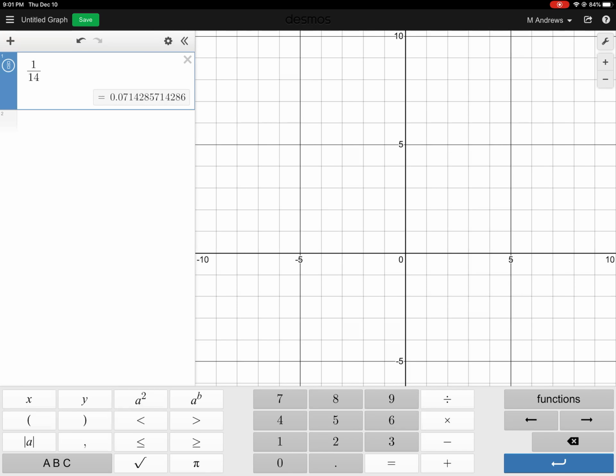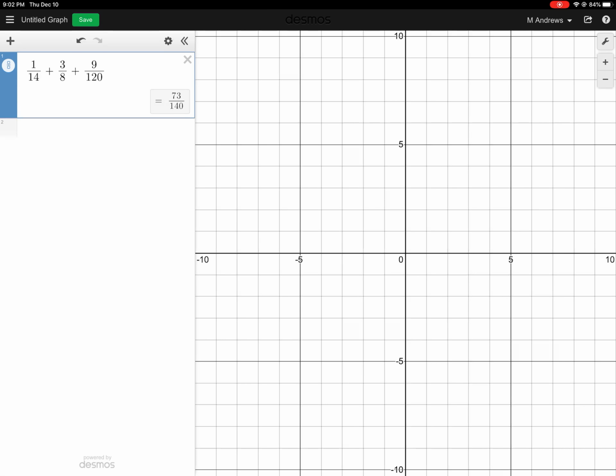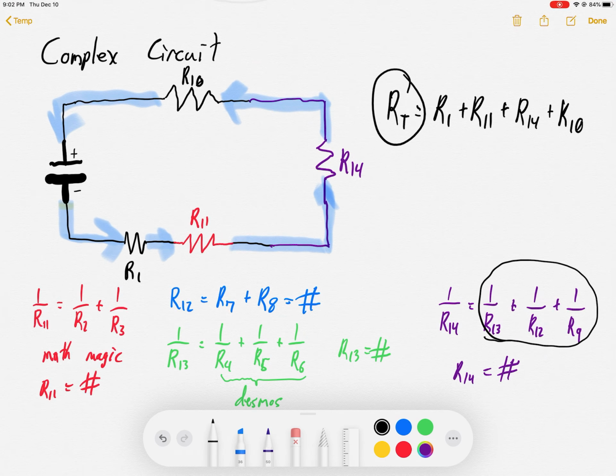Let's just say I had 1 over 14 plus 3 over 8 plus 9 over, let's do 120. That would be really tricky to do, especially by hand. But I'm telling you that you can just use Desmos and reduce that fraction. That makes things a lot easier.